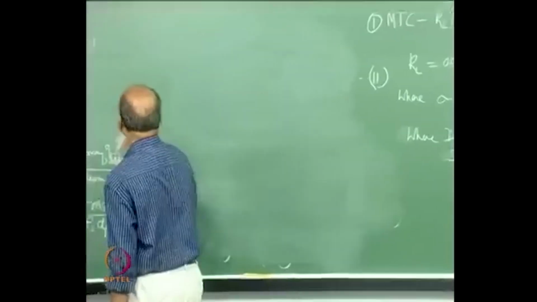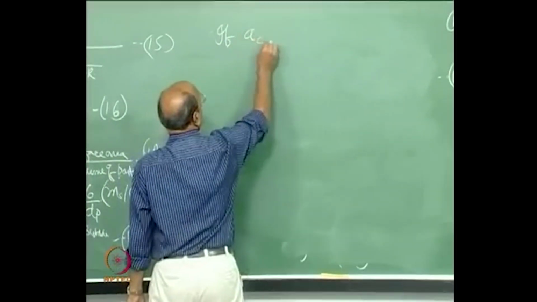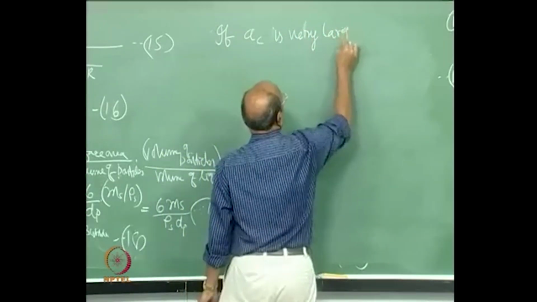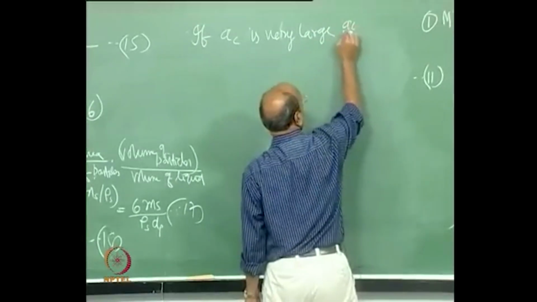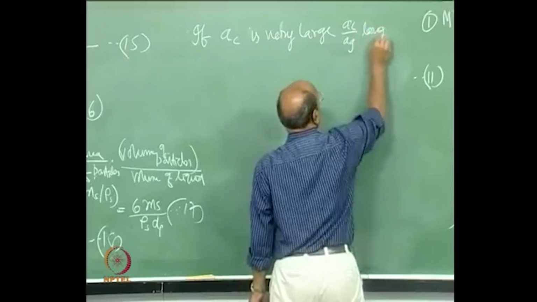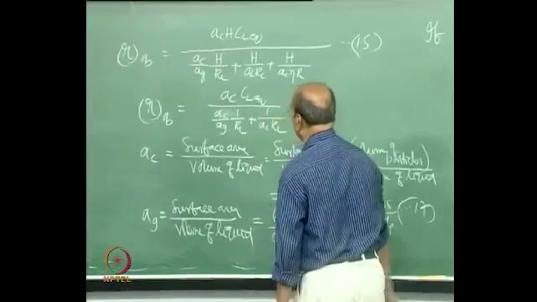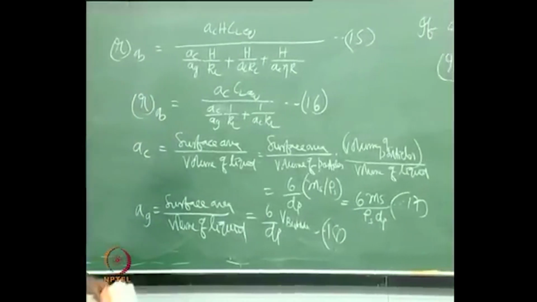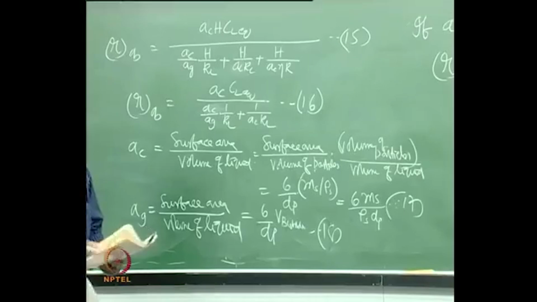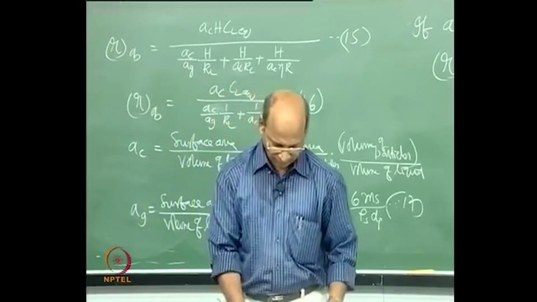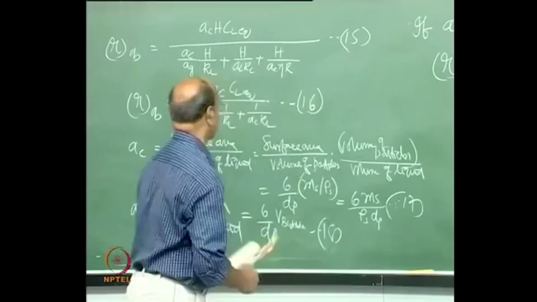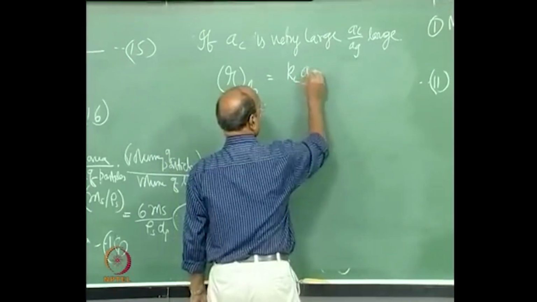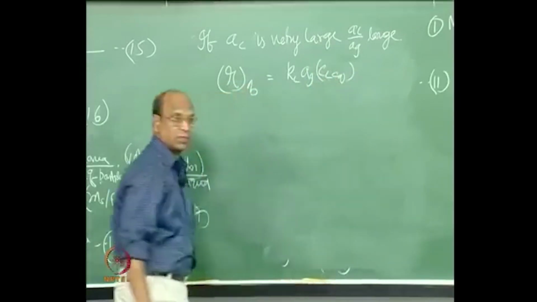Go to ROB. If AC is very large, naturally AC by AG also will be large. So, in this equation we can neglect only this, then what is ROB? KL into, excellent, KL into AG into CL. That is what.